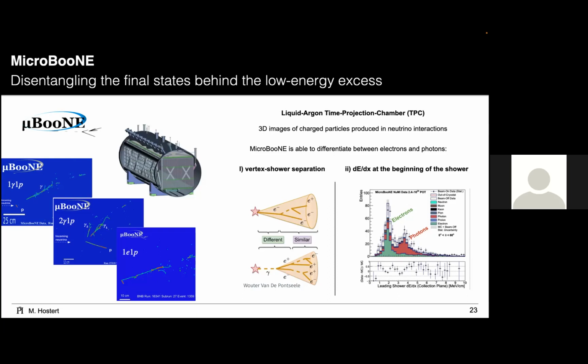There you can see some nice pretty pictures of what these events look like in liquid argon. So you see the one photon, one proton sample, that's one gamma, one p. That's the proton at the vertex, a separation gap, and the shower coming from the photon. And here at the bottom, you see the one electron, one p, with no separation gap and the electron shower.